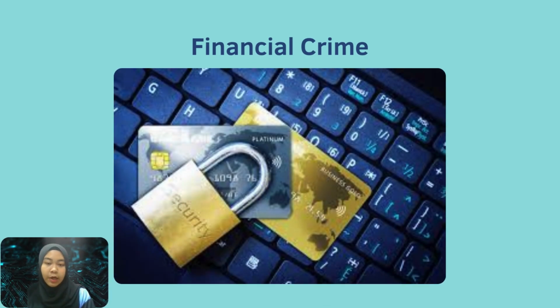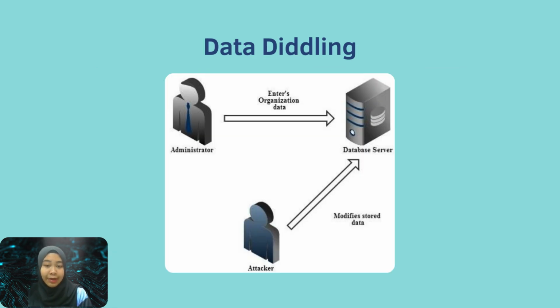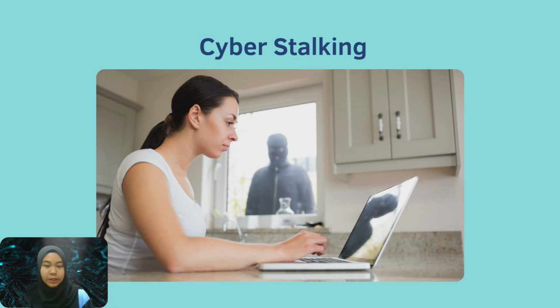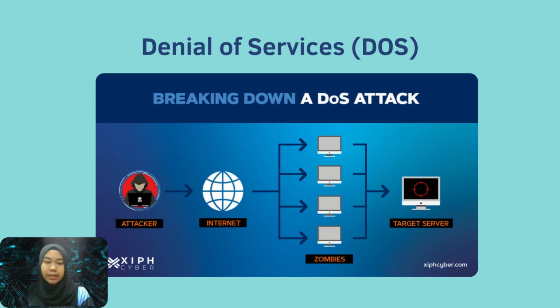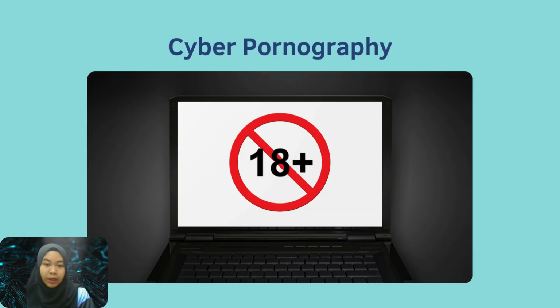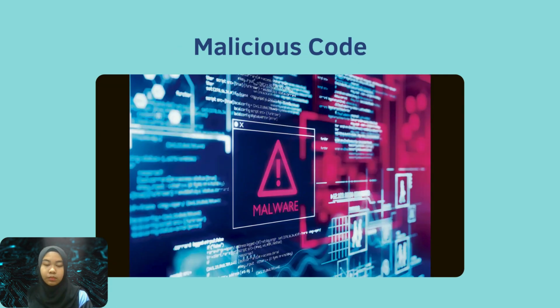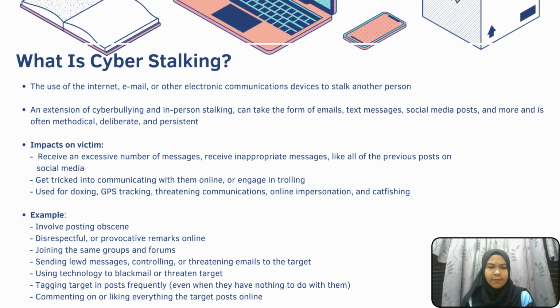There are different types of computer crime such as financial crime, cyber theft, data diddling, hacking, stalking, squatting, email crime, denial of service or DOS, cyber terrorism, identity theft, cyber pornography, and malicious code. In this topic, we are focusing more on cyber stalking. So what is cyber stalking actually?